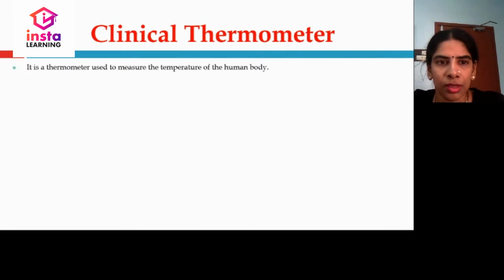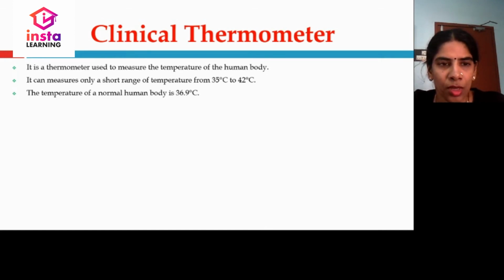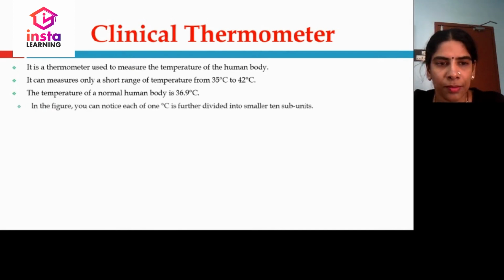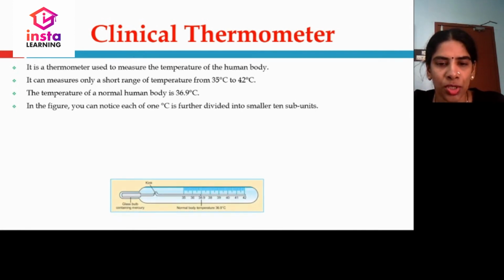Clinical thermometer. It is a thermometer used to measure the temperature of the human body. You may own one in your house. It can measure only a short range of temperature, from 35 to 42 degrees Celsius. The temperature of a normal human body is 36.9 degrees Celsius. In the figure, you can notice each 1 degree Celsius is divided into 10 smaller subunits.